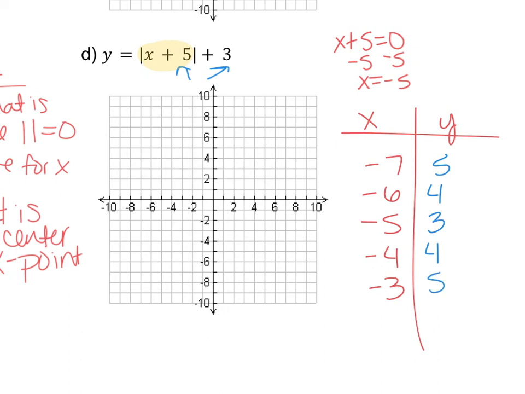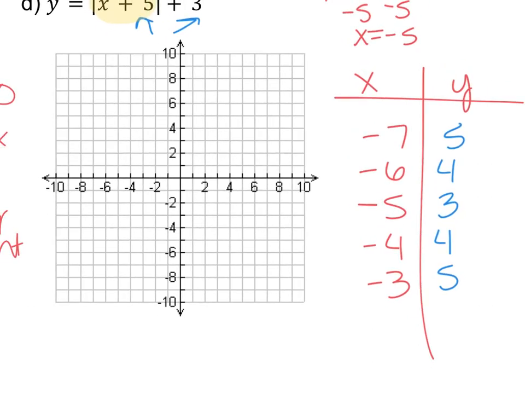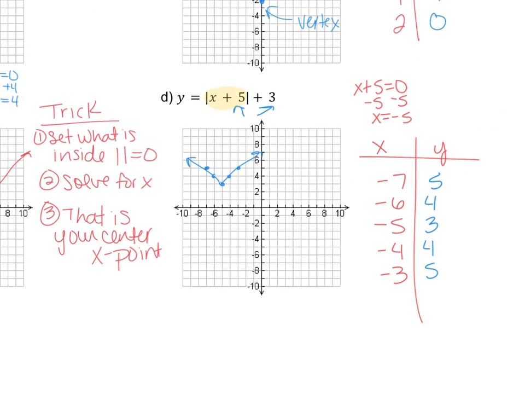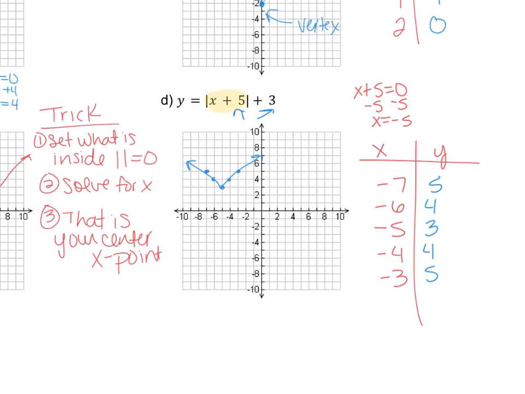Okay, so let's go ahead and plot our points. So I'm going to go -7, 5, -6, 4, -5, 3, -4, 4, and -3, 5. Okay. So that is our graph. So it looks like it's shifted to the left and up.